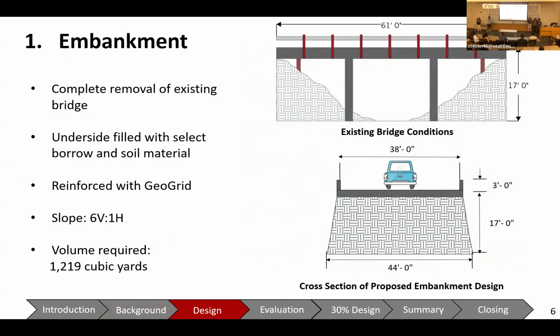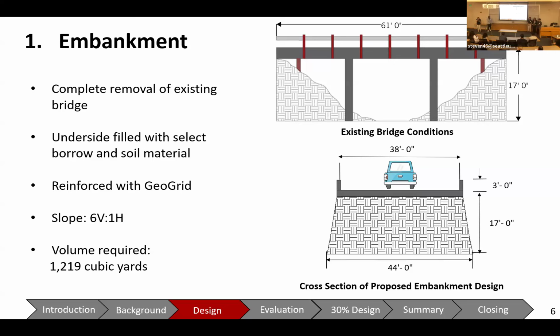So our first proposed alternative is an embankment. The design and construction were done in accordance with the WashDOT Geotechnical Design Manual. There will be a complete removal of the existing bridge conditions, and that will apply to all of the proposed alternatives that you'll be hearing about today. The underside will be filled with a combination of select borrow and soil material, which are the preferred materials used for embankment construction in this case.